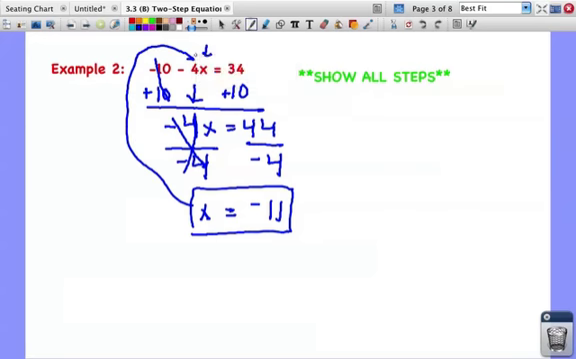So if I do this, here we go. I would have negative 10 minus 4 times x. I'm having a hard time with this pen today. Times x. X is negative 11. Okay, so let's see what this is.